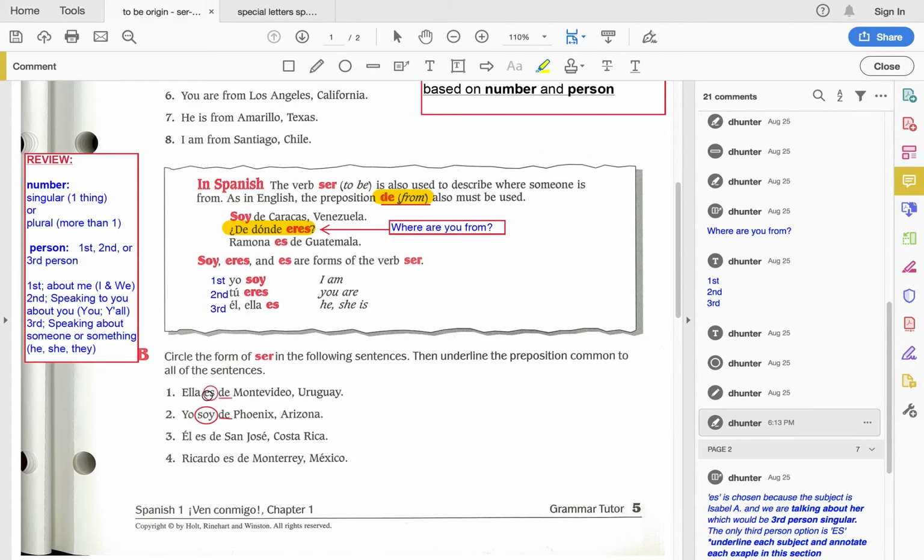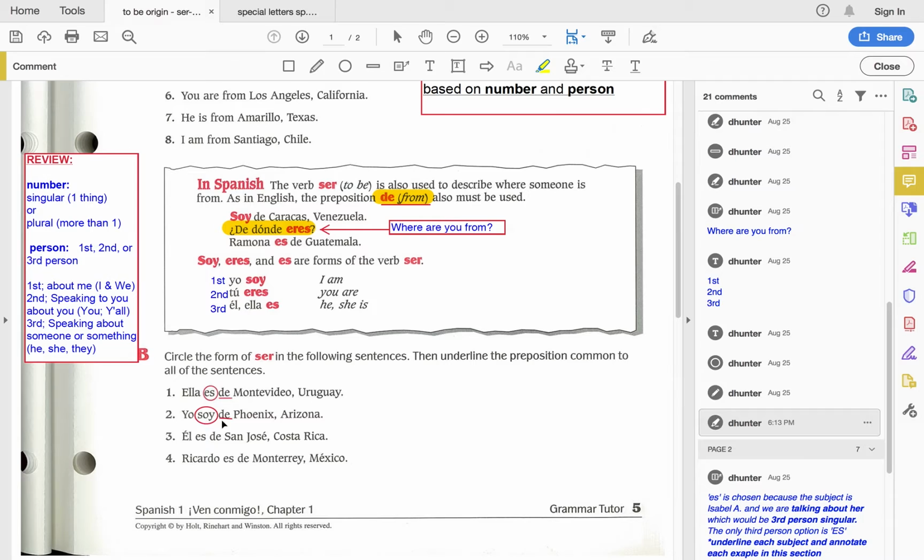The first one, it says, ella es de Montevideo, Uruguay. Let's say that together. I'm going to say it one more time and give you a little time to practice. Ella es de Montevideo, Uruguay. Awesome. Good practice. Es is circled because it's our form of ser, and de is underlined because that's our preposition. That's telling where she is from.